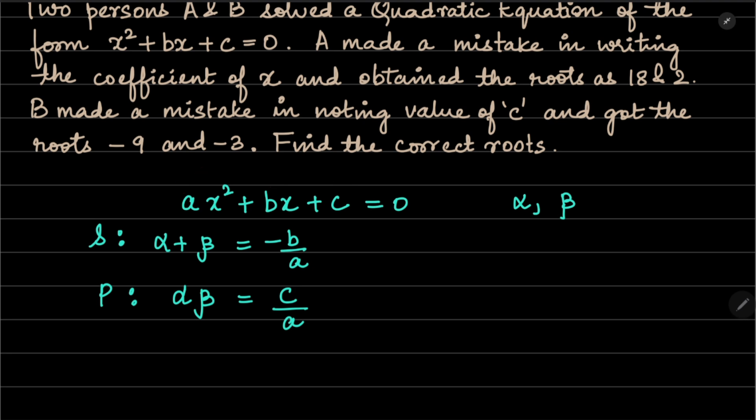And one more thing: if you know the sum and the product, you can write a general form of the quadratic equation, which will be x square minus the sum of the roots times x plus the product. So this is another general way of writing a quadratic equation if you know the sum and product. Now, based on this, we'll do the question.